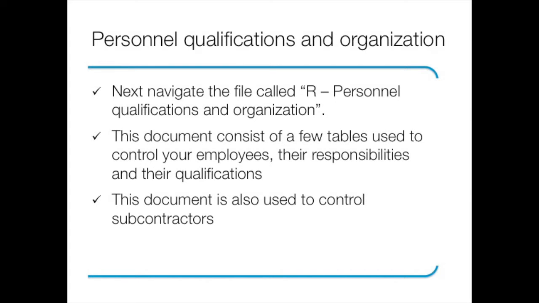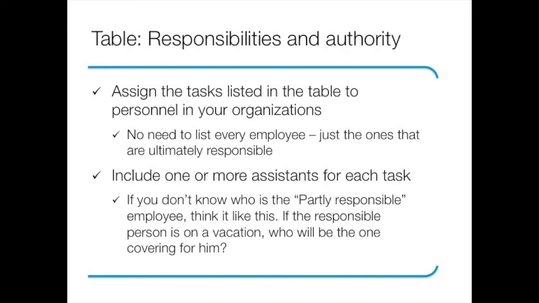Next, navigate to the file that we downloaded previously called Personnel Qualifications and Organization. This document consists of a few tables that are used to control your employees' authority and responsibilities, qualifications, and trainings. In addition, we will use this document to control and approve those subcontractors who are not going to CE mark their products. The first table, Responsibilities and Authority, is used to assign employees responsibilities and authority in your organization.